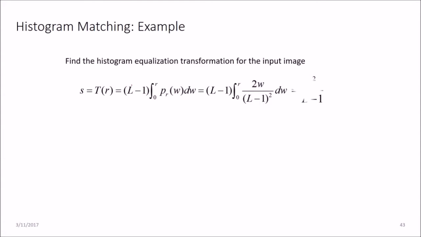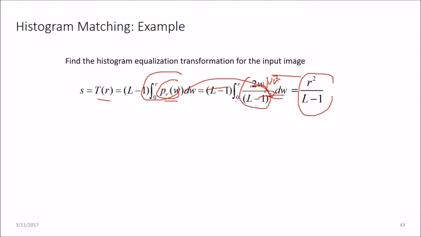Then we find the histogram equalization transformation for the input image, and you know by now how we do the histogram equalization. That is, S equal to T(R) would be L minus 1 times the integral from 0 to R of PR(W) dW, and this will be written as, because we are placing 2W by (L minus 1) whole square in this place, these are constants, you just take out, L minus 1 will be cancelled, and W square by 2 will get cancelled, so it will only be R square, from integral 0 to R, that will be R square by L minus 1.